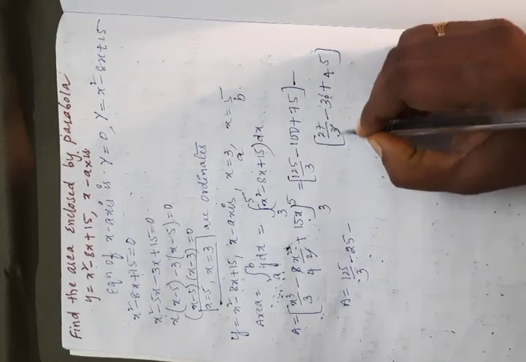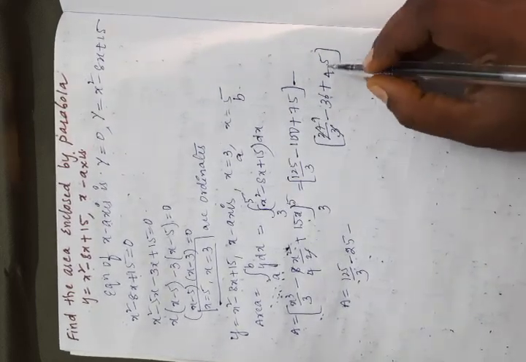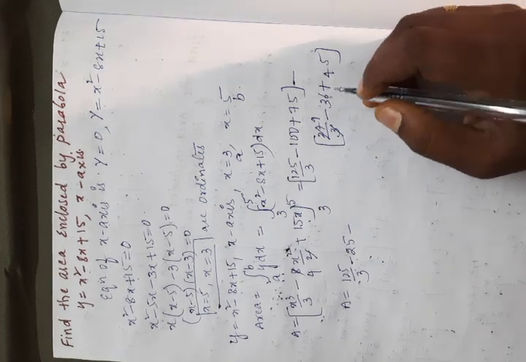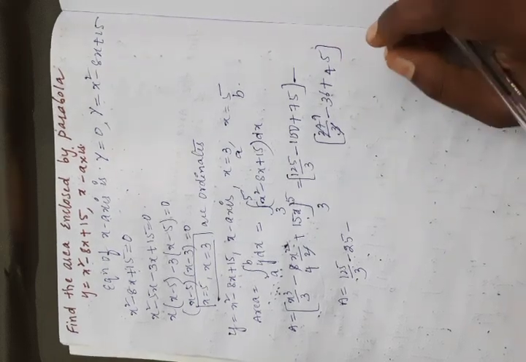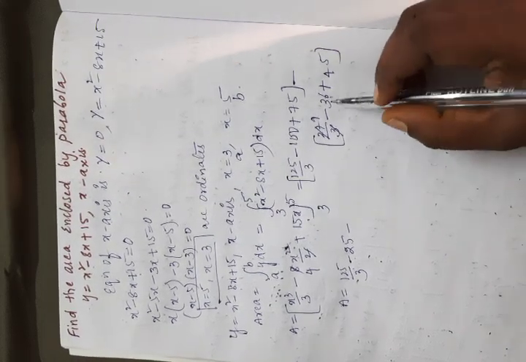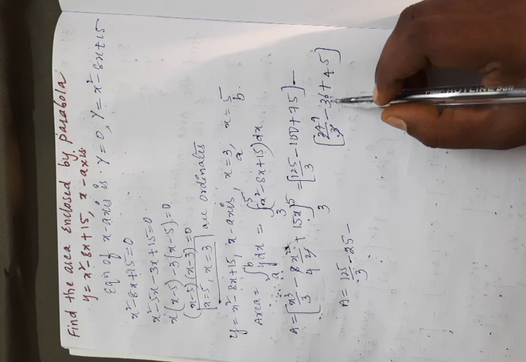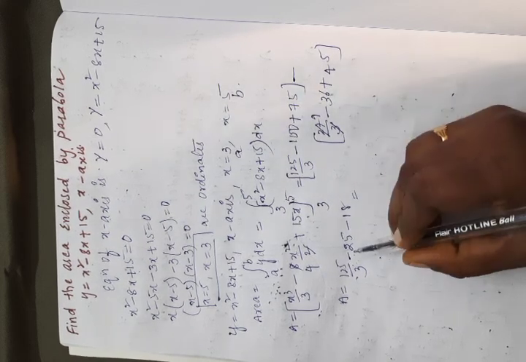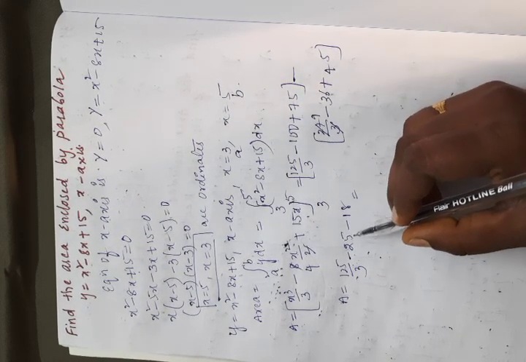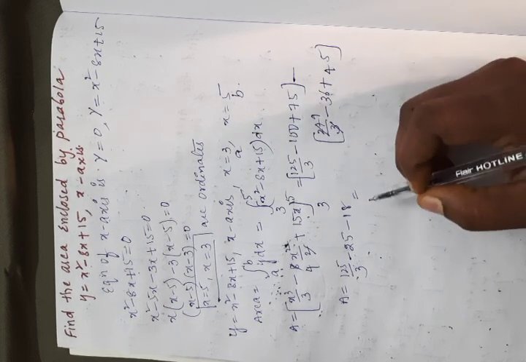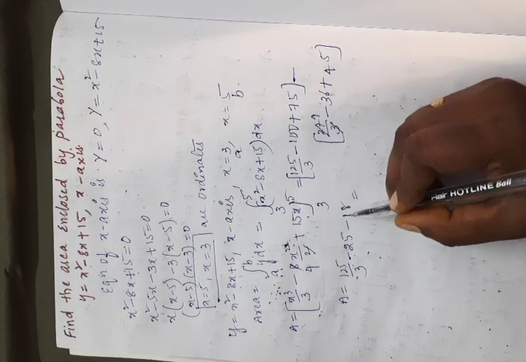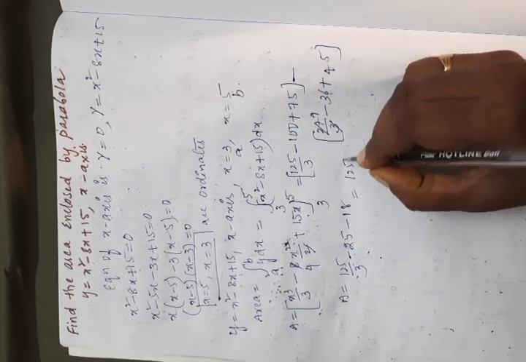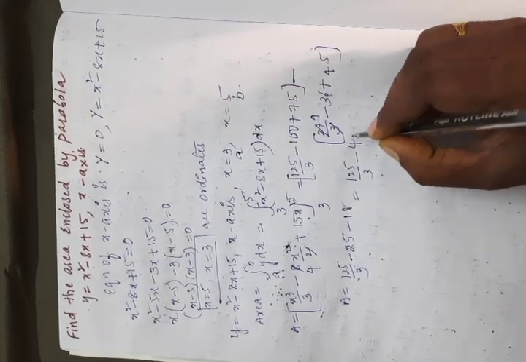minus 3 1s are 3, 9s are. So 45 plus 9 is 54. 54 minus 36 will become 18. Therefore minus minus రెండు మైనస్లు ఉంటే ప్లస్ చేయాలి. 20 plus 10 30, 38, 43. Therefore 125 by 3 minus 43.